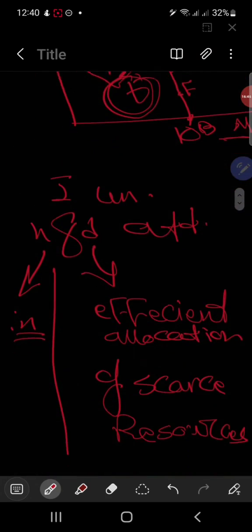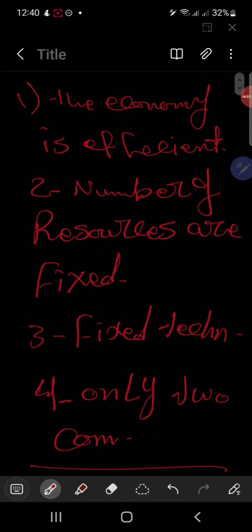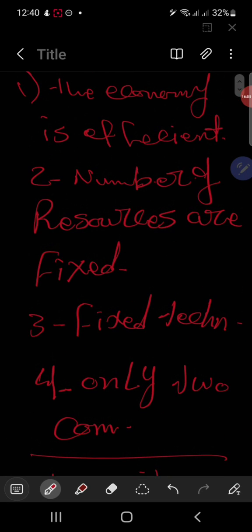The assumptions, as we said, were that the economy is efficient, the number of resources is fixed, technology is fixed, and there are only 2 commodities.